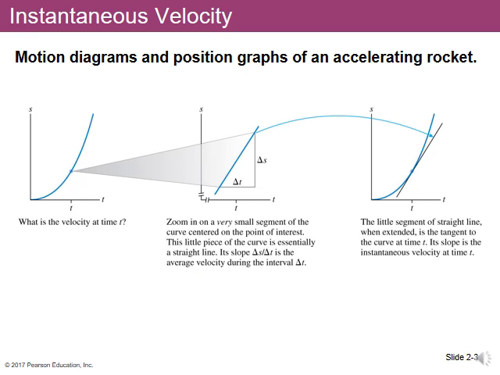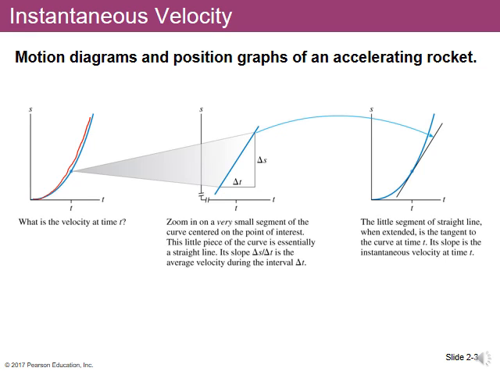Let's look at what this looks like on some different types of graphs. So if we have a position versus time graph for an object that is accelerating, accelerating means it's changing its speed, it might look something like this. Notice that the position time graph is curved. Anytime you see a curved line on a position time graph, you should immediately think that this is an object that is either speeding up or slowing down. A straight line indicates uniform motion.